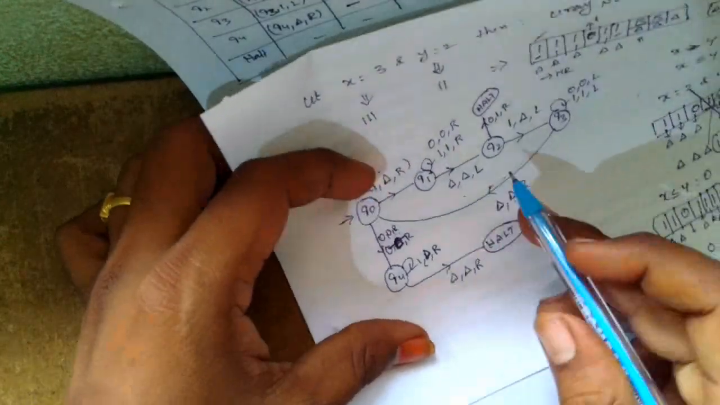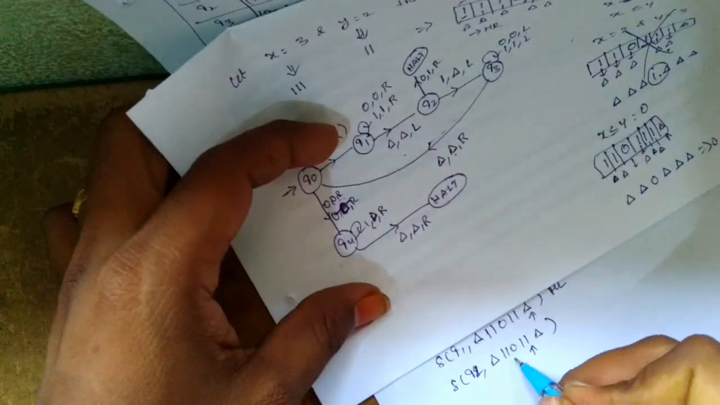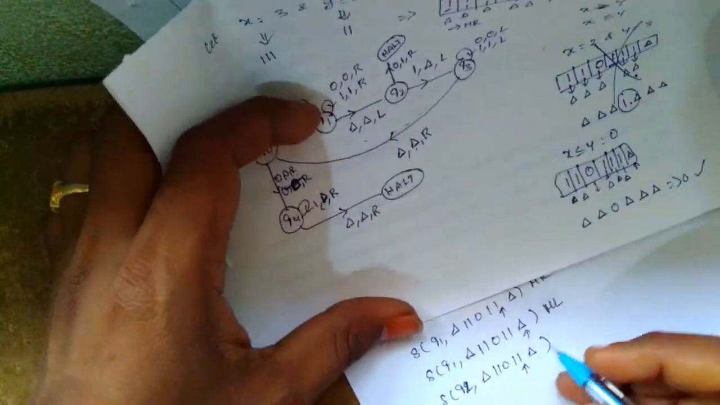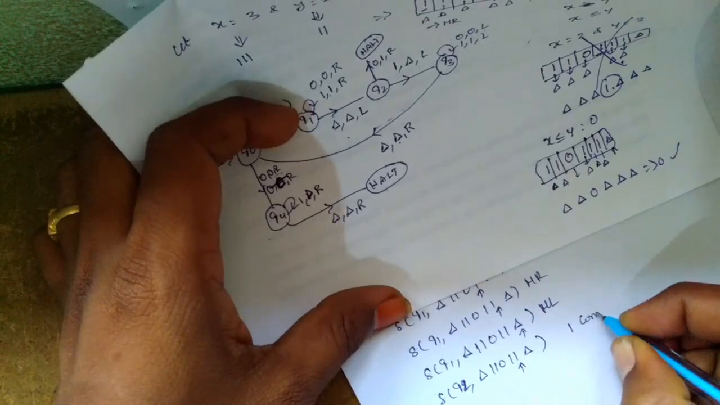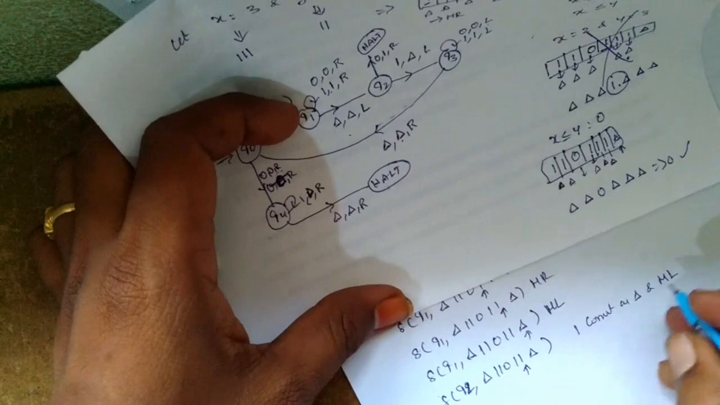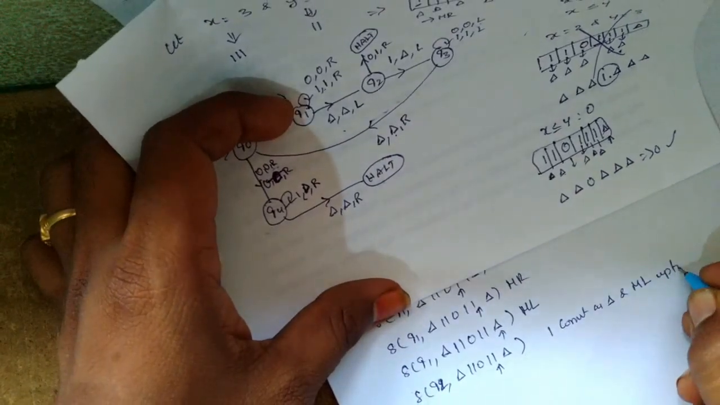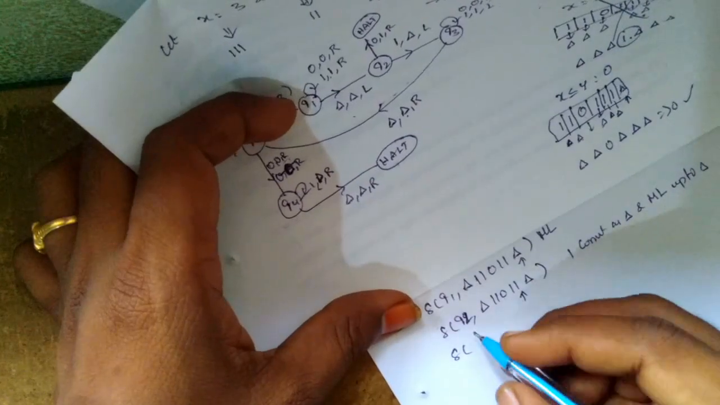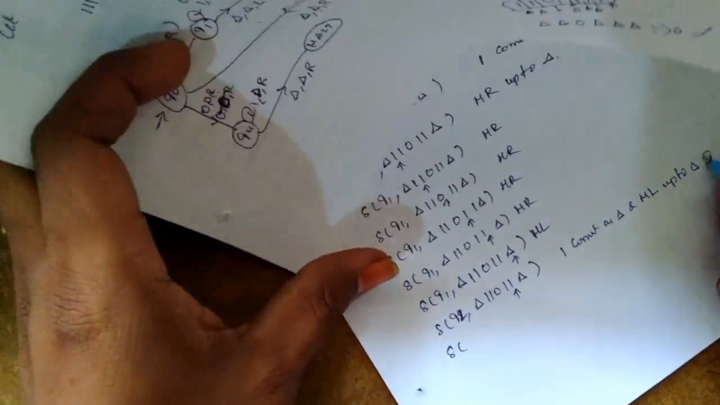Now the current state is Q2, and the input is 1. So it is converted to del and we move left. Each 1 is converted to del and we move left up to del, and then we go to Q3.